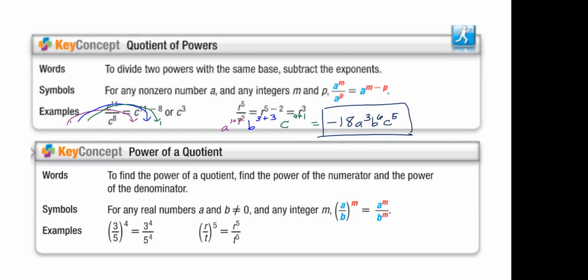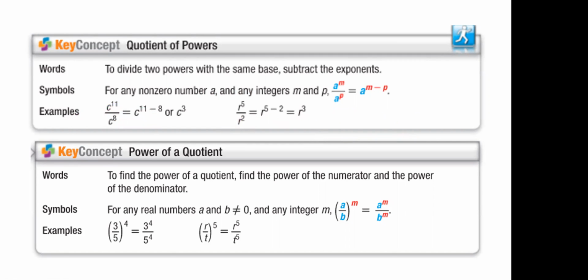Then the next section talks about the quotient of powers. So if we were multiplying powers with the same base, we were adding the exponents. Now if we're dividing powers with the same base, our base stays the same, and this time we are subtracting our exponents. And then a power of a quotient. To find the power of a quotient, find the power of the numerator and the power of the denominator.